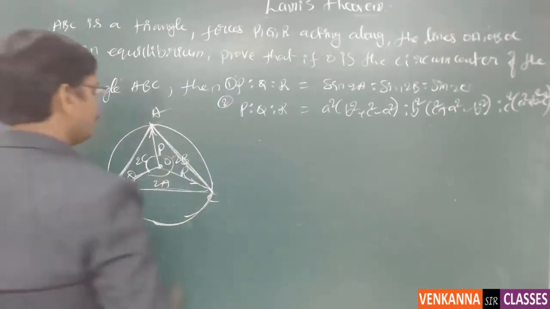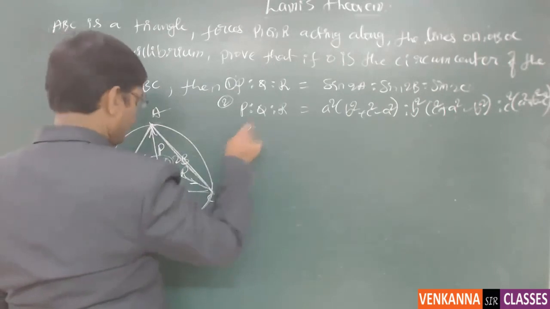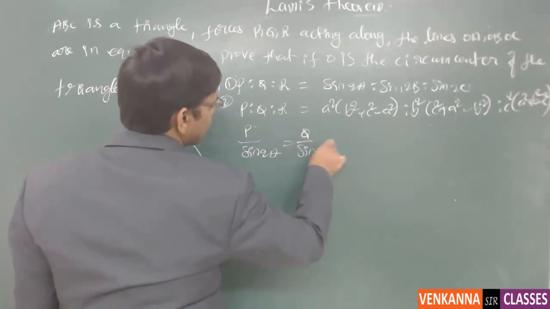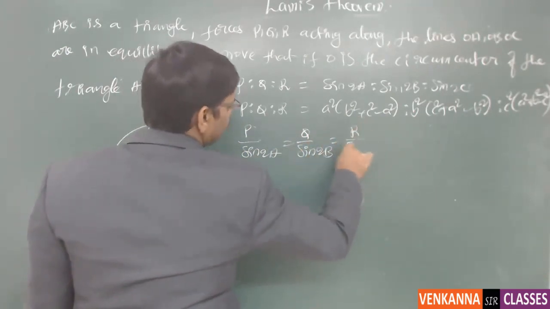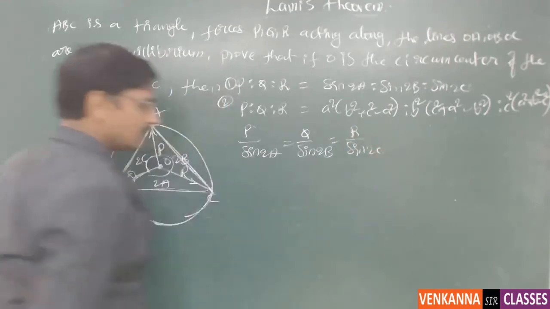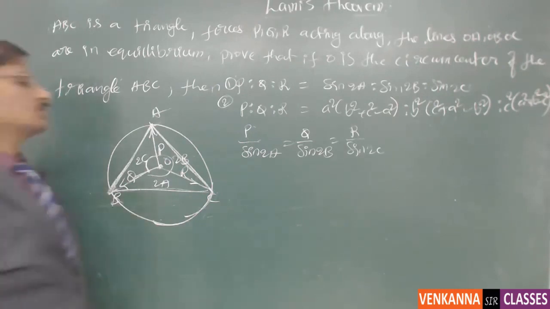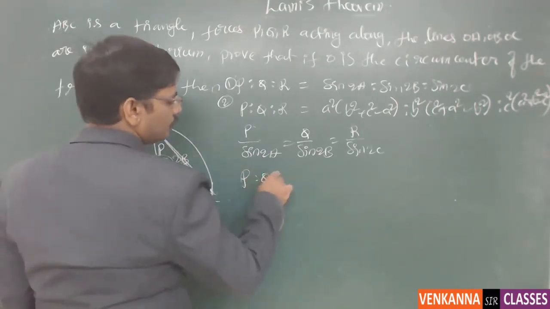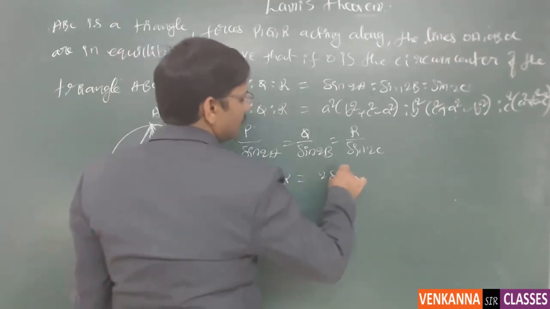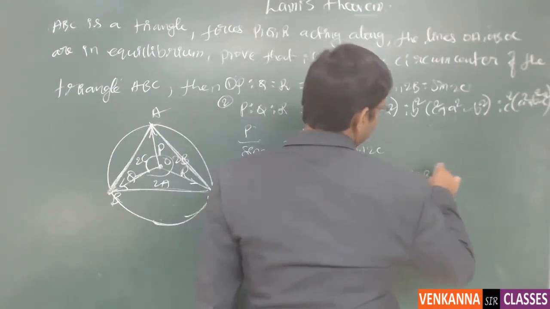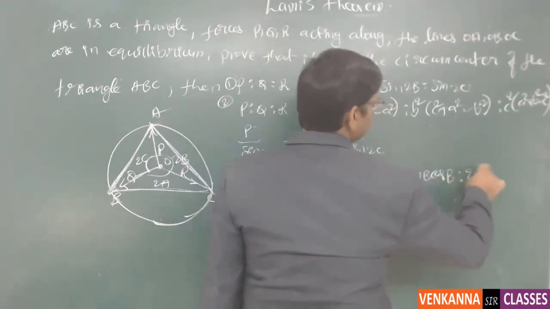Now you can apply Lami's theorem on this. That is P by sine 2A is equal to Q by sine 2B is equal to R by sine 2C. So you can straight away apply Lami's theorem on this and then try to identify this. That is question number 1. And question number 2, you can apply this one. So this is 2 sin A cos A. So P is to Q is to R is nothing but 2 sin A cos A is to 2 sin B cos B is to 2 sin C cos C.